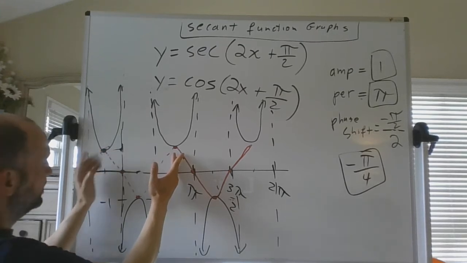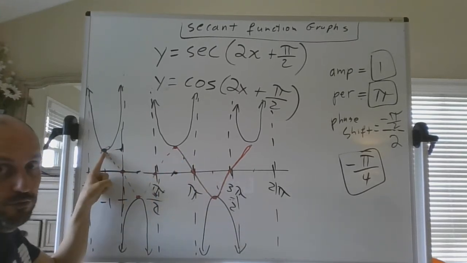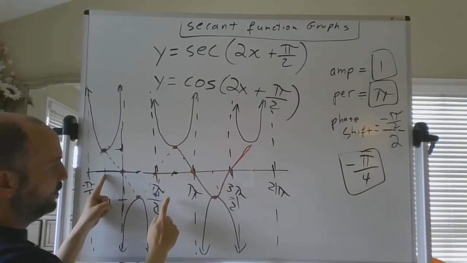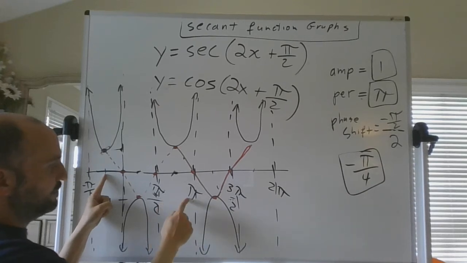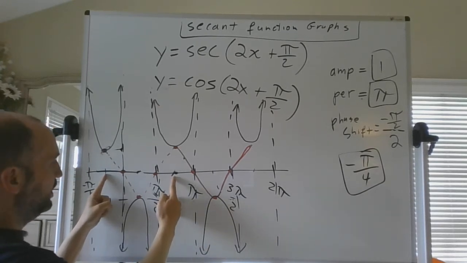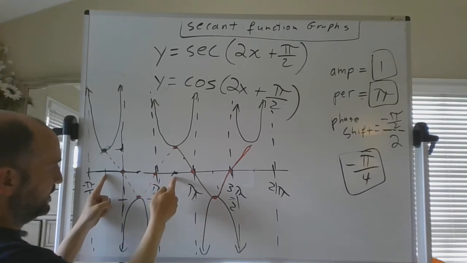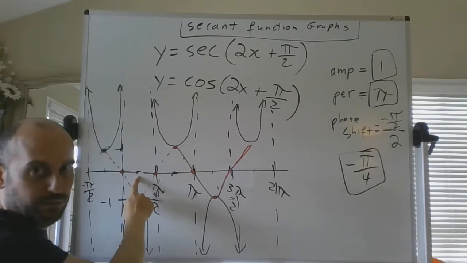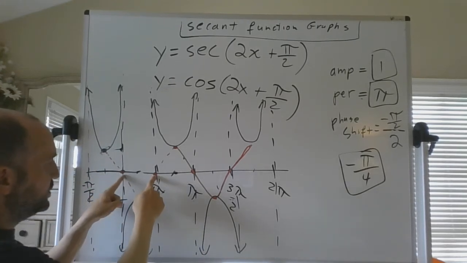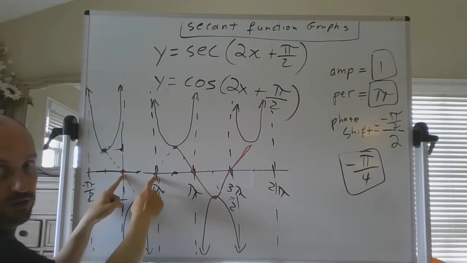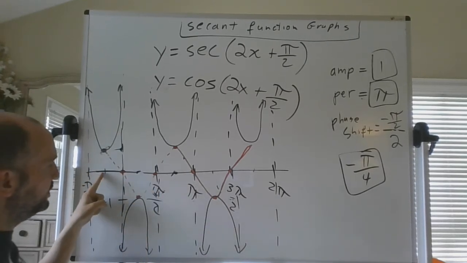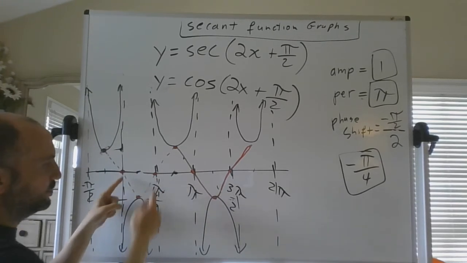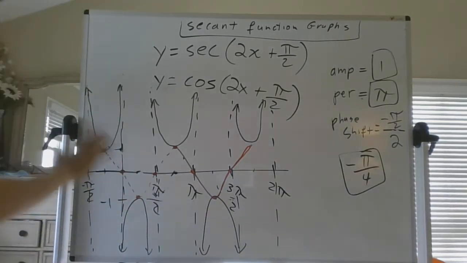Well, 2 endpoints. Here's endpoint number 1 at negative pi over 4. Here's endpoint number 2 at what's between pi over 2 and pi, which would be 3 pi over 4. In the middle of these two is pi over 4, that will be our midpoint. And then these two right here would be Q1 and Q3. Endpoint, endpoint, midpoint, Q1, Q3. And that's it. So you got this whole graph ready.